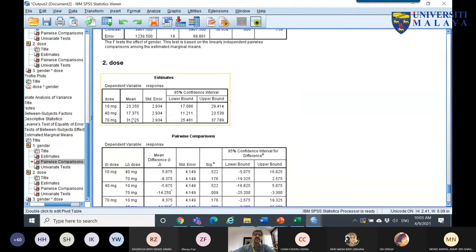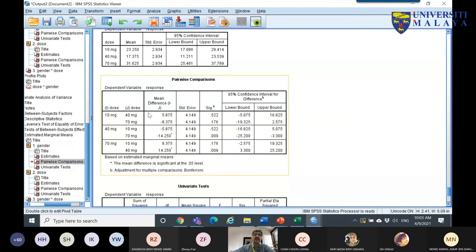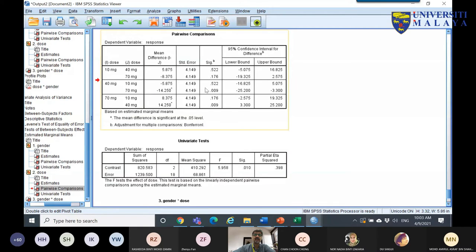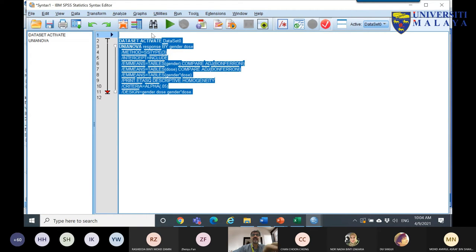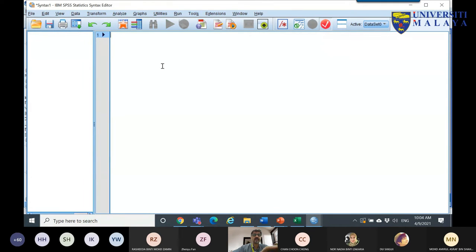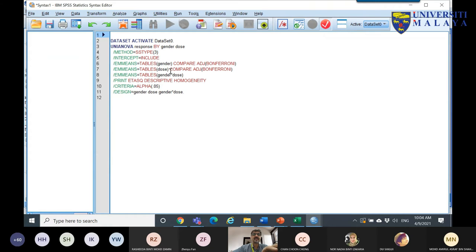And again, this is the dosage. This is the pairwise comparison of dosage, but we want to compare it for female and male separately. So these tables are not applicable. They are not usable. What shall I do? In the syntax, same as yesterday, gender and dose, these 2 lines should be modified.